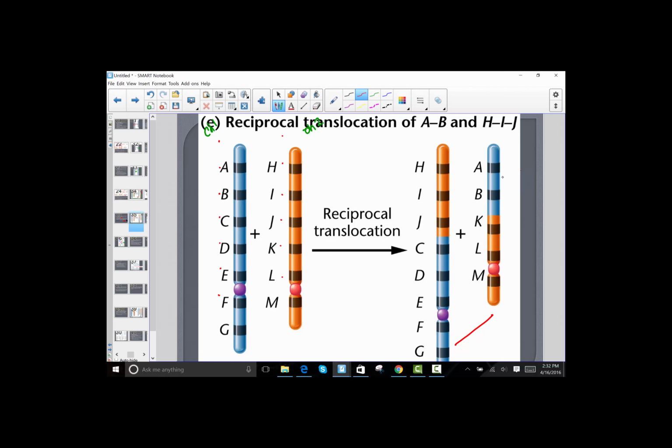They still may be able to minimally actually, so A and B here could line up with A and B here, but that's it. H, I, and J could line up here, but not so much with anything else. So it's still going to be a problem if you have a normal complement trying to match up with this, which would be an abnormal complement at this point.